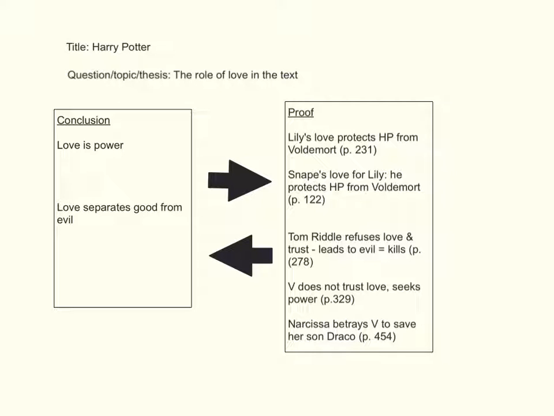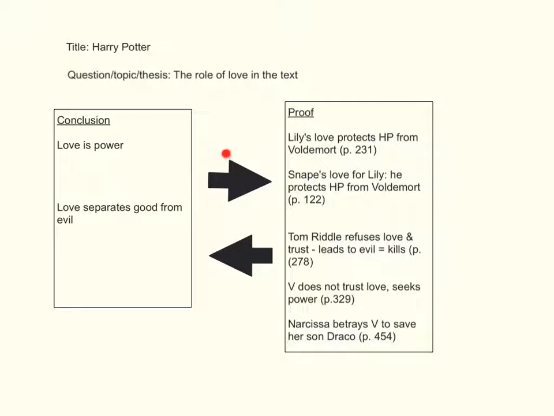And also, if you want to find proof that love separates good from evil, we could see that Narcissa, Draco Malfoy's mother, betrays Voldemort to save her son Draco. So she chooses the son that she loves, in order to do away with the power that is promised by Voldemort and instead protect her only son.